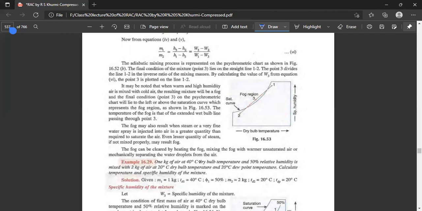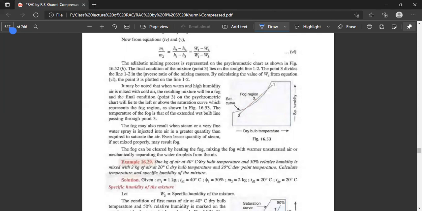Then the fog region, which tells us that warm, high humidity air is mixed with cold air. When warm, high humidity air is mixed with cold air, the resulting mixture will be a fog. The final condition, point 3 on the psychrometric chart, will lie to the left or above the saturation curve, which represents the fog region.